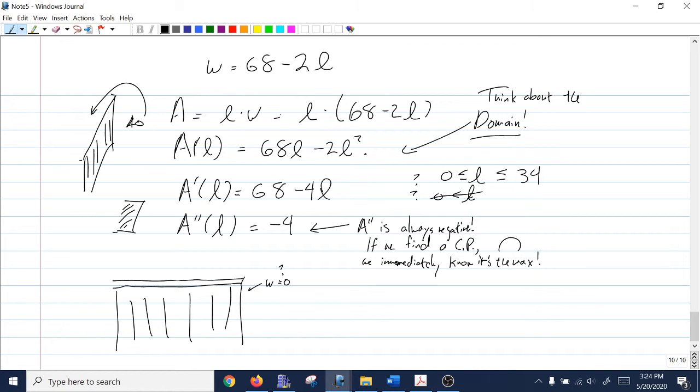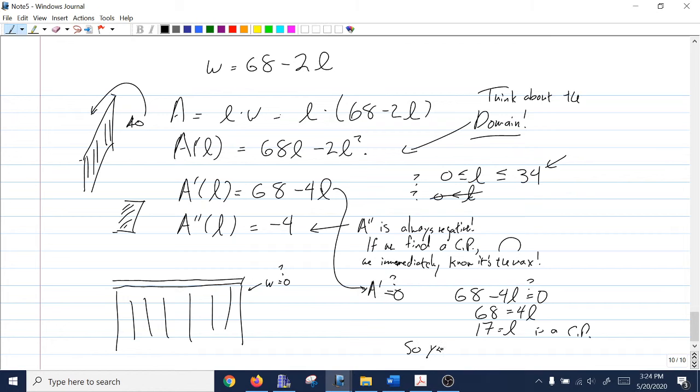Do we find a critical point? Critical points come from where does the derivative equal 0? Does the derivative ever equal 0? Does 68 minus 4L ever equal 0? Does 68 ever equal 4L divided by 4? You get 17. L equals 17 is a critical point. It is in the range between 0 and 34. It's right in the middle. So yes. So L equals 17 is, I'm tempted to say it's the max. It's where the max happens.